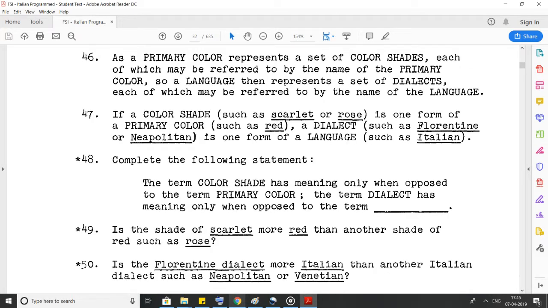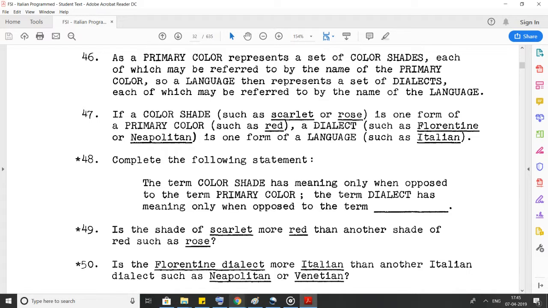As a primary color represents a set of color shades, each of which may be referred to by the name of the primary color, so a language, then, represents a set of dialects, each of which may be referred to by the name of the language. If a color shade, such as scarlet or rose, is one form of a primary color, such as red, a dialect, such as Florentine or Neapolitan, is one form of a language, such as Italian.